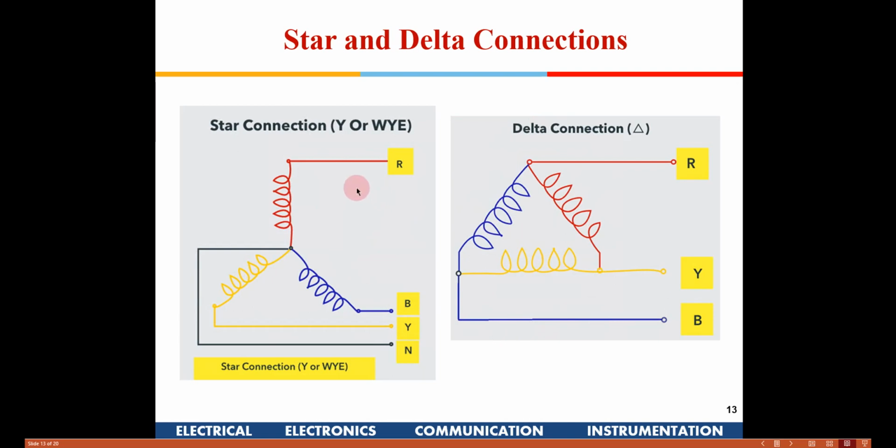These are some of the other important things which we should know, which are known as star and delta connections. Most of the generators are connected in star configuration.